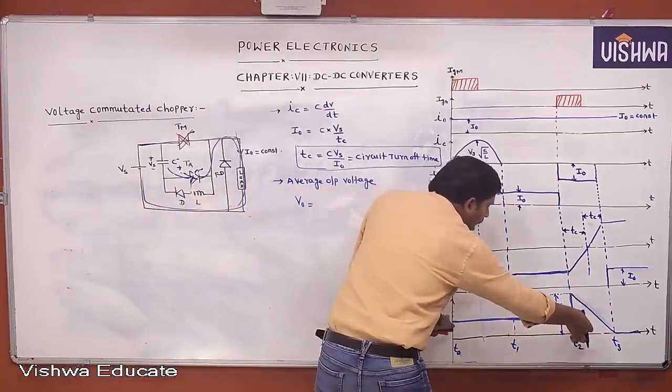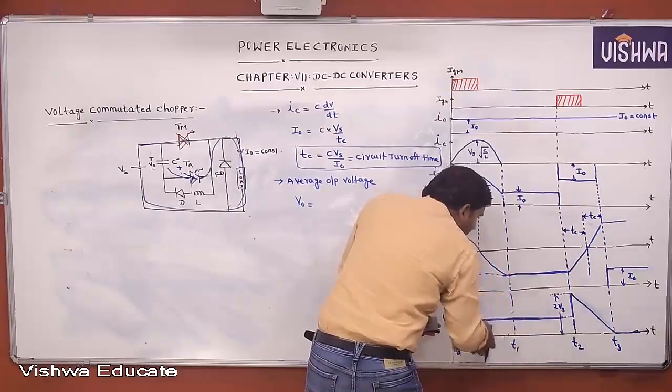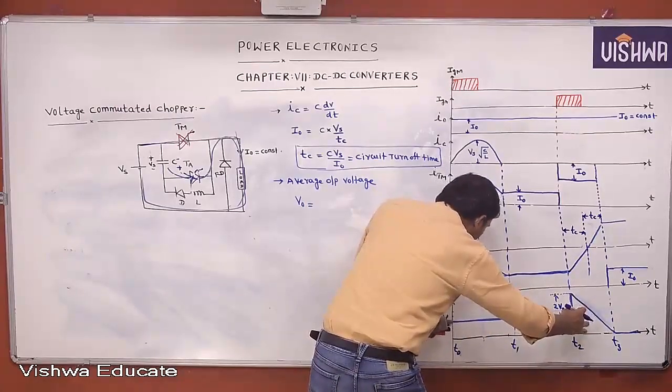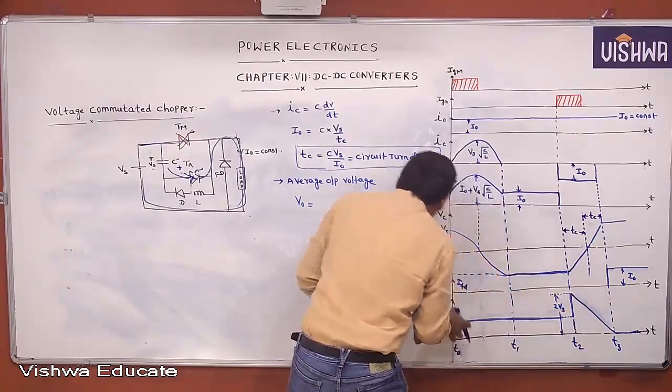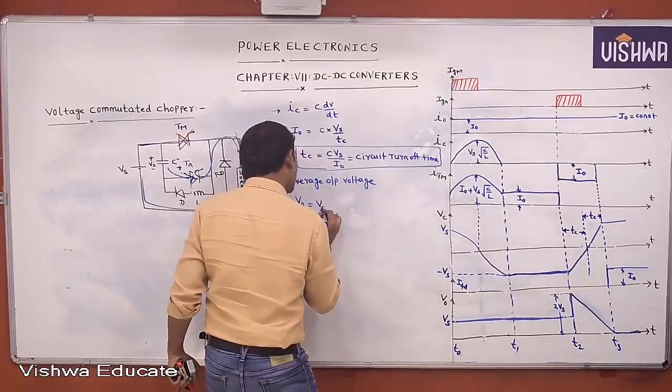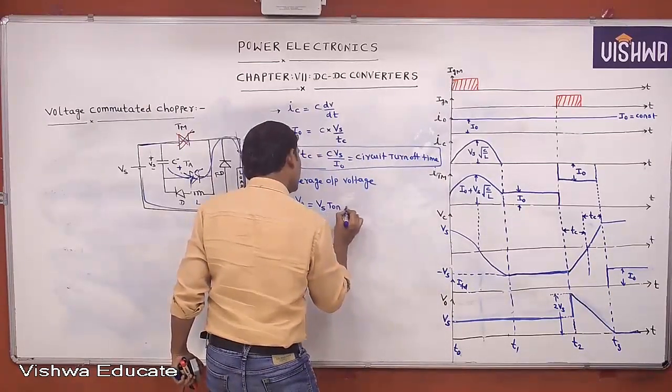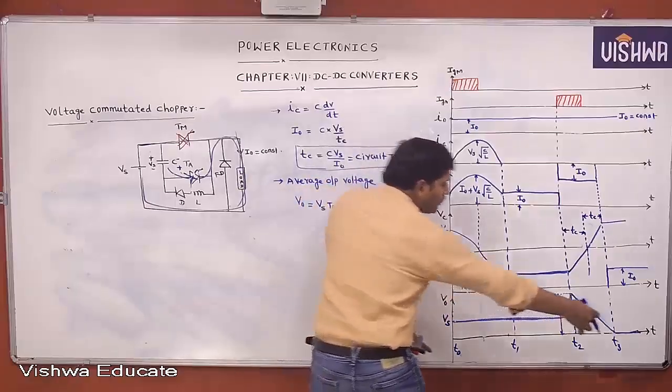This is during on time. Here the main thyristor is conducting. This is taken as on time. During on time, up to this, what is the voltage? Vs. Vs into T on plus. This total is one time period.